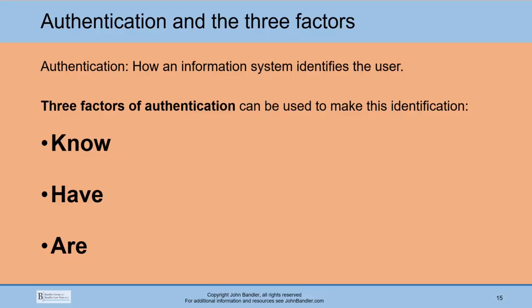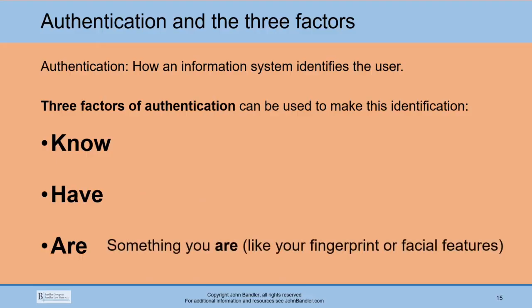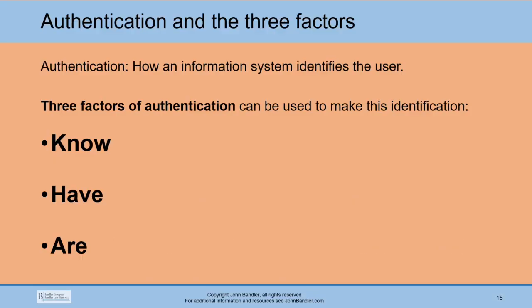Something you have is something you have, like a smartphone or a token. And something you are is something about you, like your fingerprint or facial features. So those are the 3 factors of authentication. Remember that if you're only using one factor, such as a password, that's not enough security. That's why it's recommended that you use multi-factor authentication or 2-factor authentication for important cloud accounts like email.